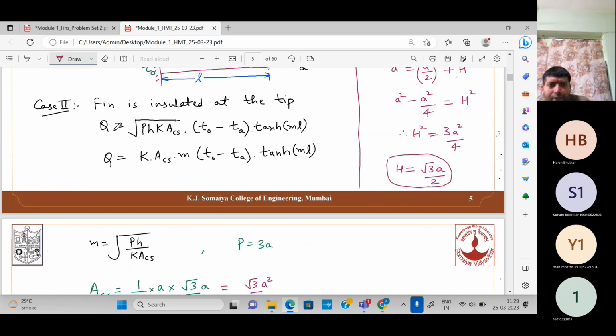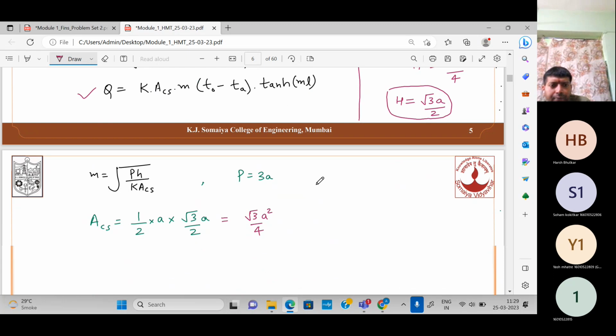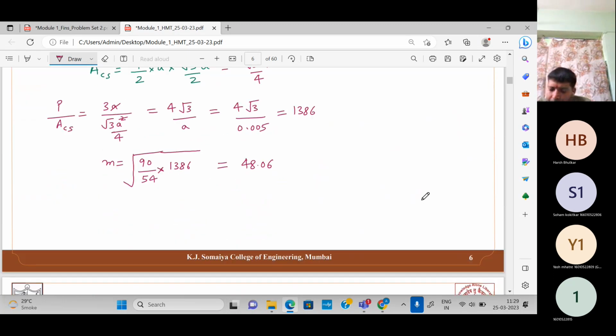Now either you apply this expression or you apply this expression, we can solve. So let's apply the above one. So q is equal to root of hPkA, so P is 3a.